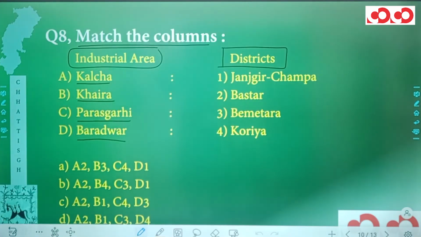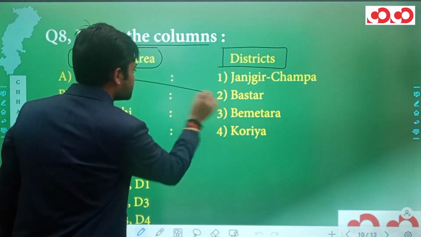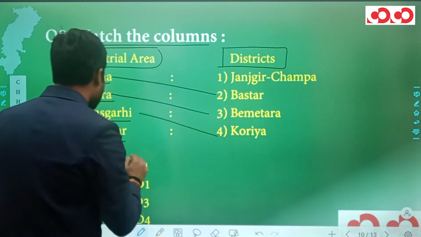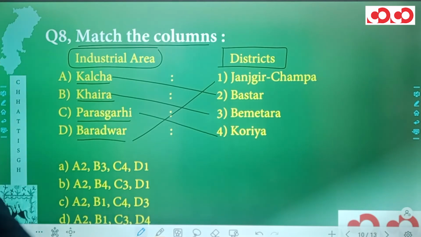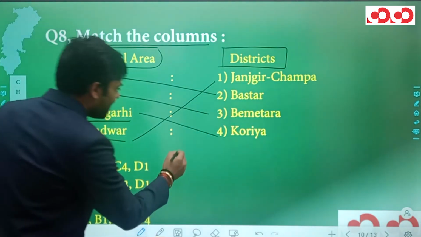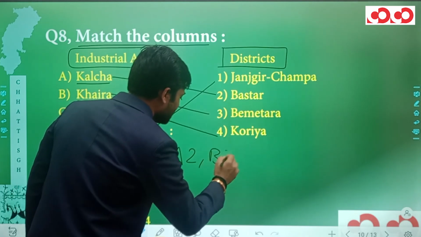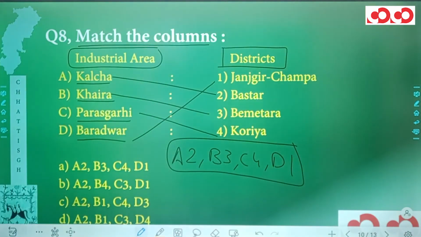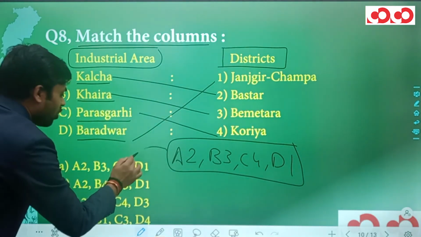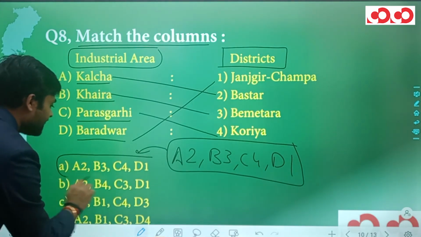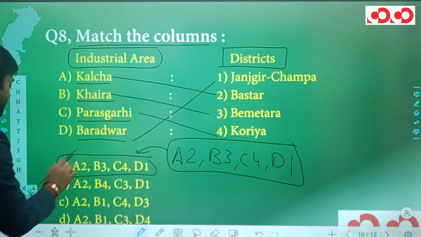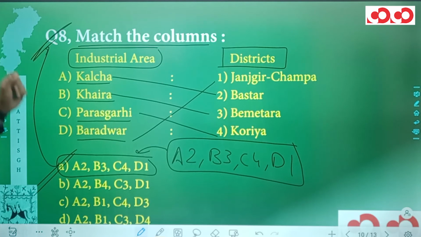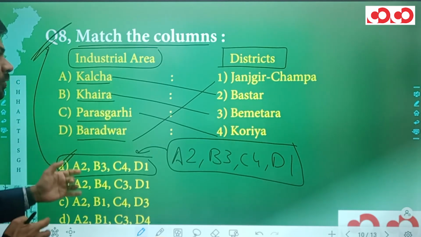Now coming back to the question. Kalcha can be matched with Bastar, Khaira with Bemetara, Parasgarhi with Korea, and Baradwar with Janjgir Champa. Now what are the pairs that we have? We have A2, B3, C4, and D1. Now looking at the options, A2, B3, C4 and D1 is given in option A, and hence option A is going to be the correct option for our 8th question. So this was all about our 8th question.